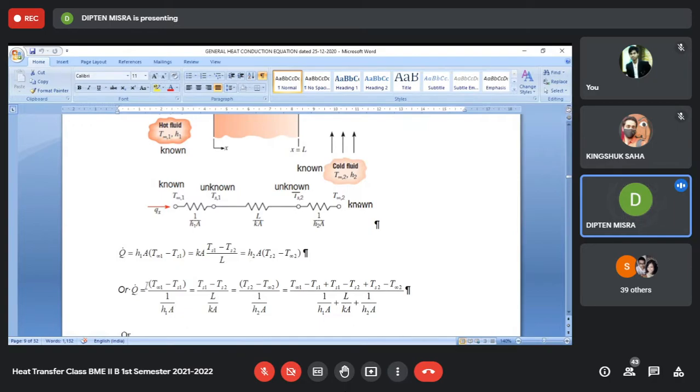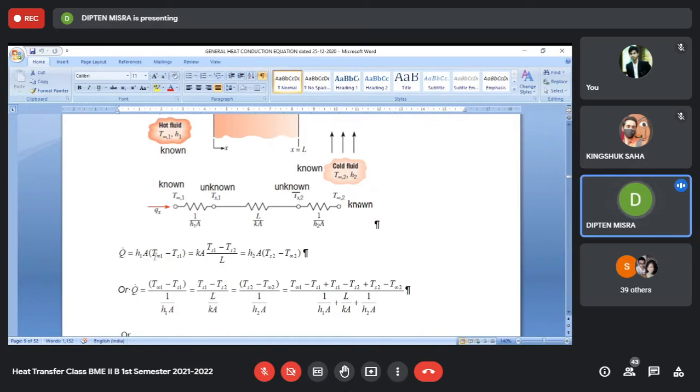And that heat transfer has to be equal to the heat lost by the wall to the outside fluid. That is similar: equal to H2. The H1 value and H2 value may be different. In fact, they will be different. H2 into the surface area, into the temperature drop from the outer surface of the wall, TS2, minus T infinity 2, which is the temperature of the cold fluid.